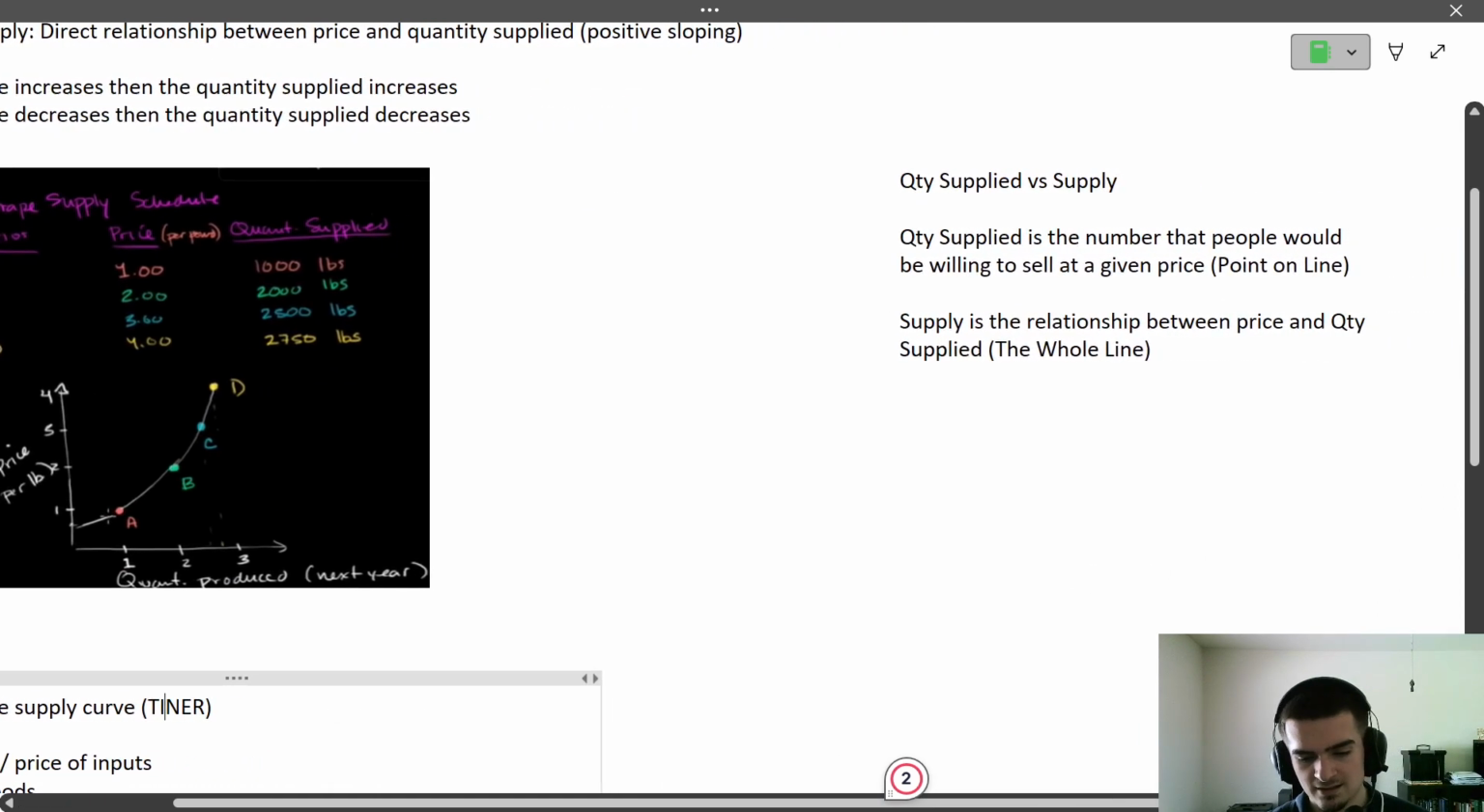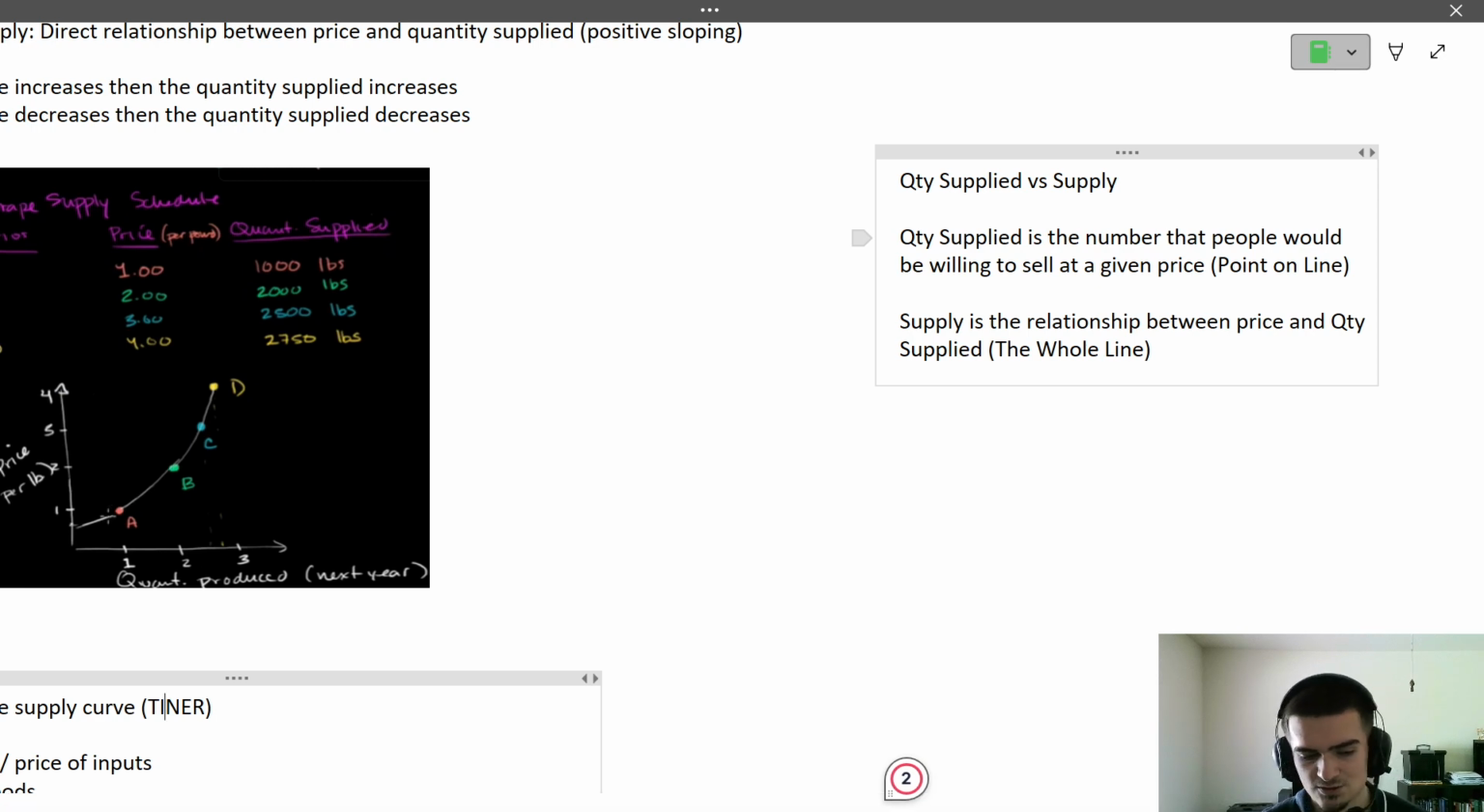Quantity supplied and supply are similar to quantity demanded and demand in how they're different. Quantity supplied is a number that people would be willing to sell at a given price, so the point on the line, while supply is the relationship between price and quantity, so it's the whole line, the whole relationship.